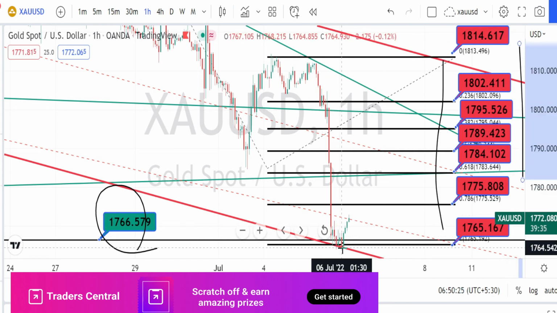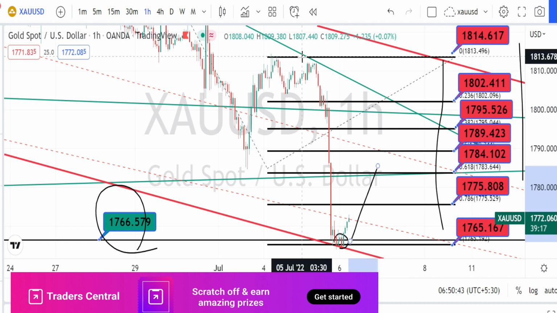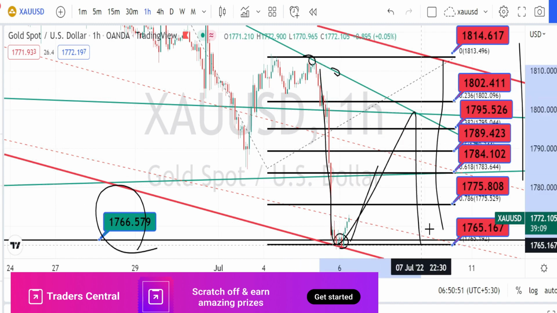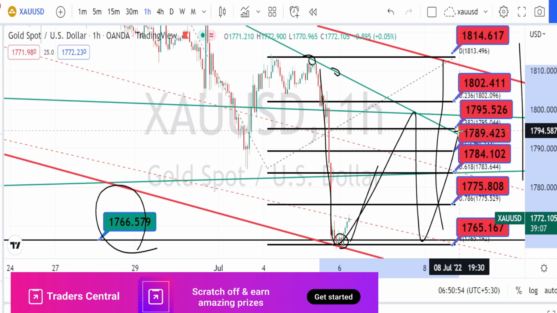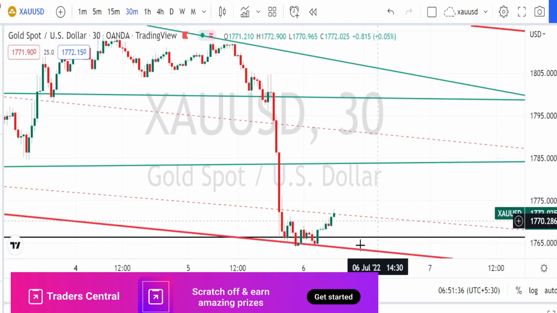Currently we are noticing the price action to take support on the support level of 1765 and to start its retracement. And since the price action is still trading below this resistance line from the hourly time frame, the current trend of the price action is in a bearish trend in hourly time frame. Let us do the analysis in 30 minutes time frame. I am in 30 minutes time frame.